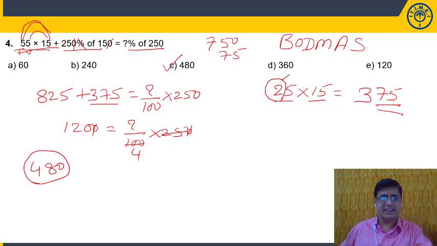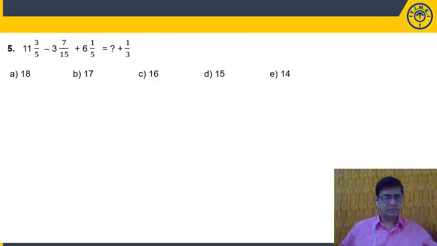Okay, now look at the next example on your screen. Okay, students, now look at this example. What is the value of the question mark? Yes, my dear students, please find out the answer for this question. 11 3 by 5 minus 3 7 by 15 plus 6 1 by 5 is equal to question mark plus 1 by 3. What is the value of the question mark?